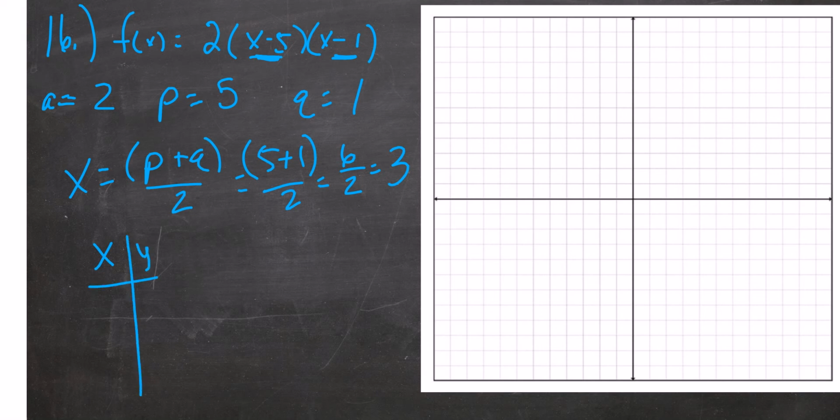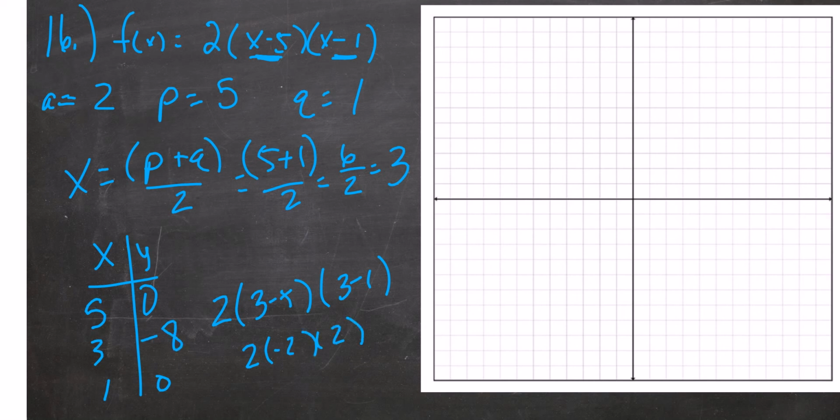So I make an XY chart. I go 1, 3, and 5. Actually, let's change it a little bit, just so you don't have to go the smaller one first. 5, 3, 1. 5 and 1 are 0. I plug in 3, 2, 3 minus 5, which is negative 2. 3 minus 1, which is 2. So I get 2 times negative 2 times positive 2, which is going to be negative 8. So I go 1, 2, 3, 4, 5, 0. 1, 0. I go over 3. 1, 2, 3, 4, 5, 6, 7, down to 8. Dotted line, because remember, that's the axis of symmetry.